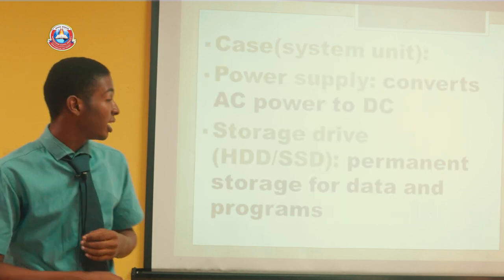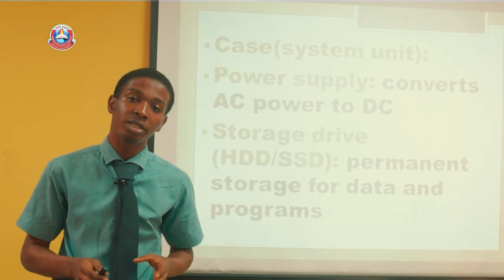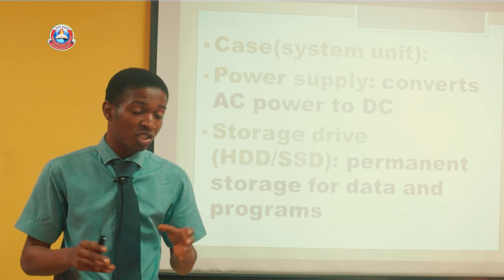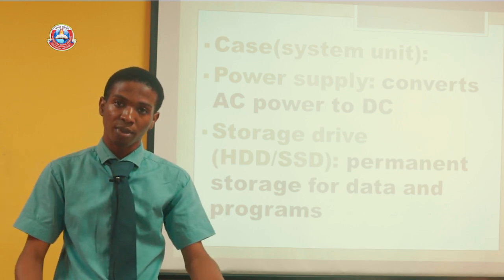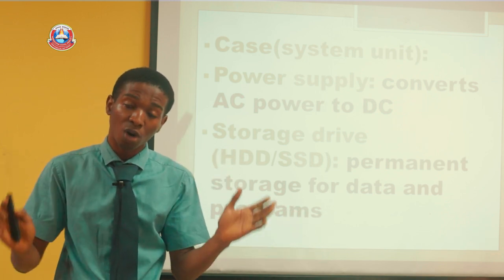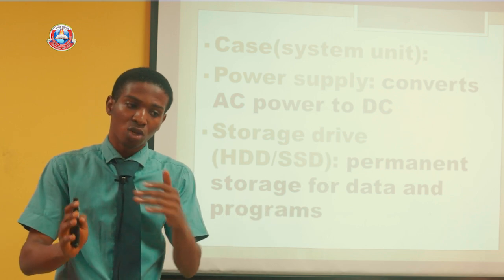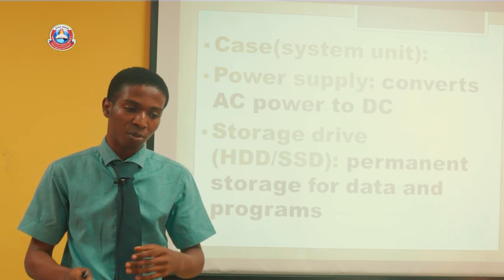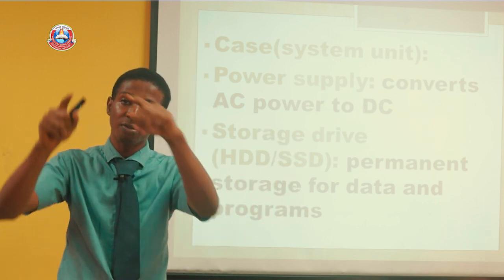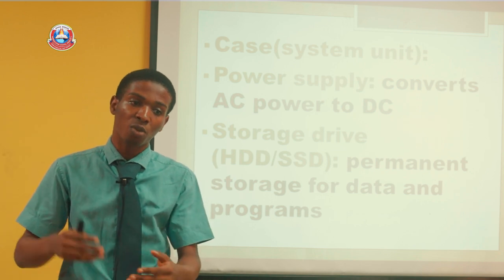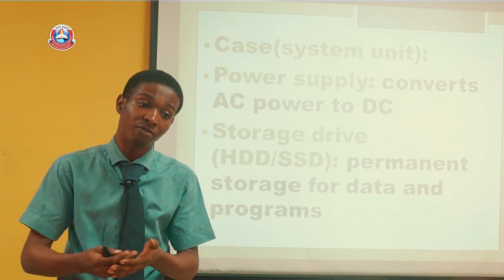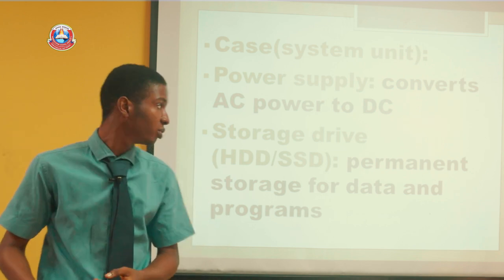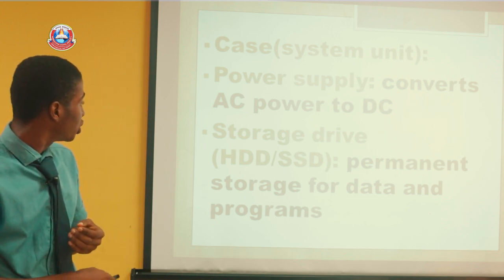So next we have our case or the system unit. This is found in only desktop computers. The case or the system unit is that big box where you have all the parts of the computer installed. So you don't have it in a laptop, but you have it in a desktop. For a desktop, you have your monitor, then you have a very big case that is called the system unit, where you have your CD drive, where you have your hard disk drive, and where you can attach other things into.